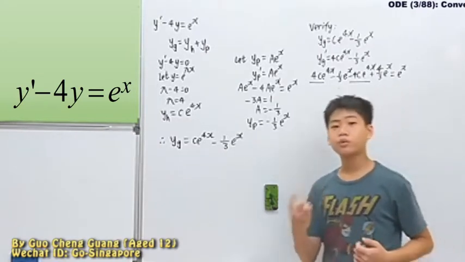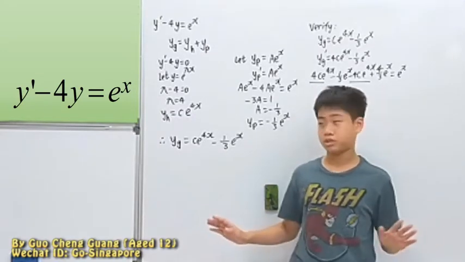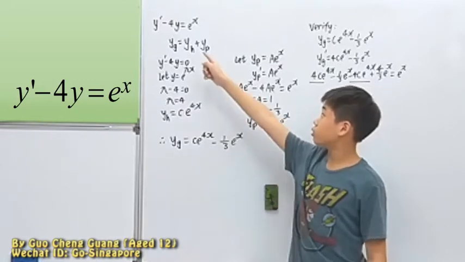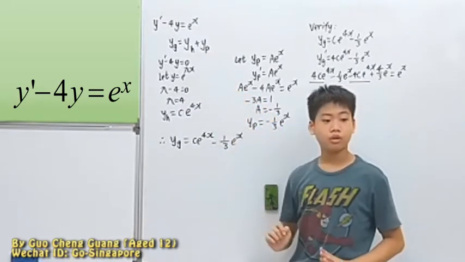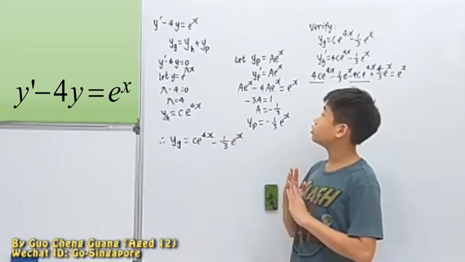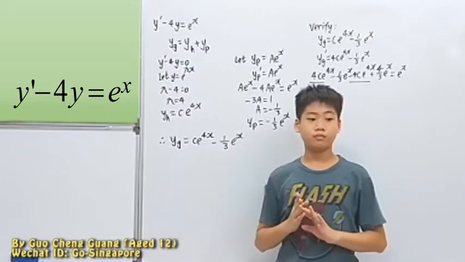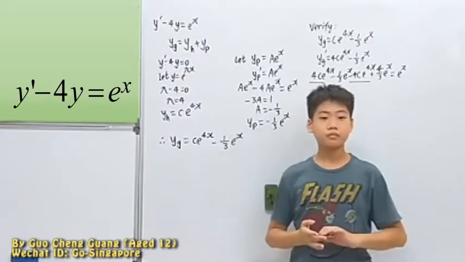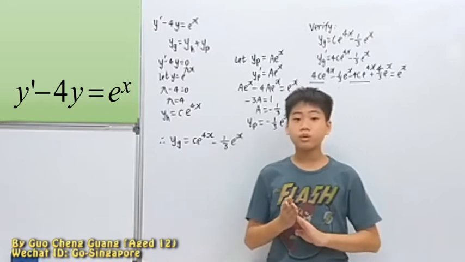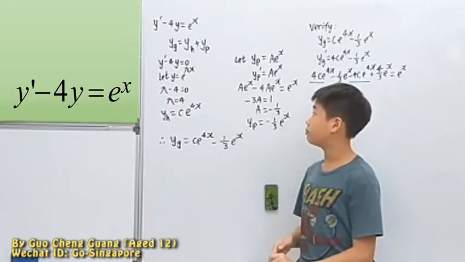But can one question use more than one method? Of course. For example, this question, you can try on your own to use the IF. Okay. So for this question, I'll just end it here.